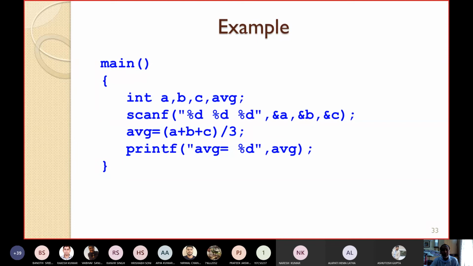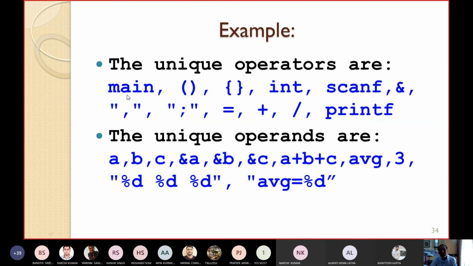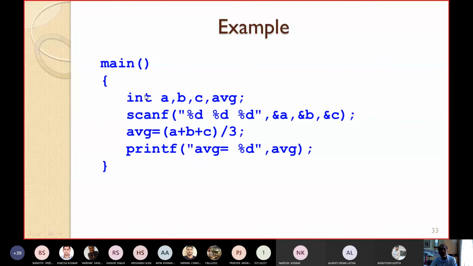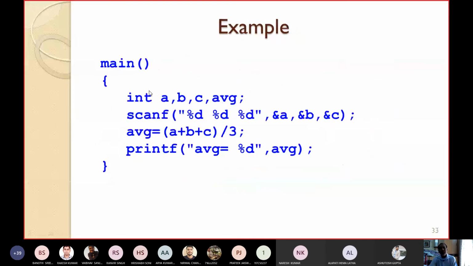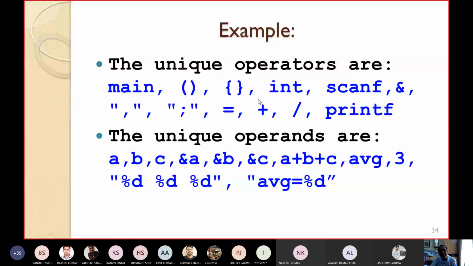I have to find out the total number, the unique number of operators, the unique number of operands, and then I can easily find out. In this previous program, you can see that the unique operators are main, then parenthesis, curly brackets, integer, scanf, ampersand sign, comma, semicolon, equal to sign, plus, divide, printf.